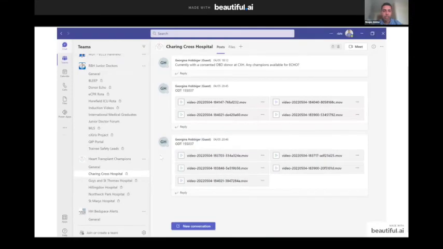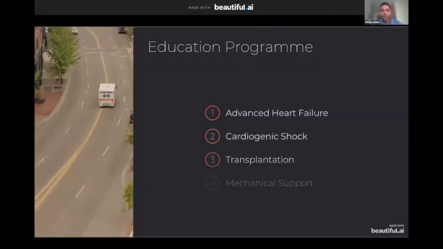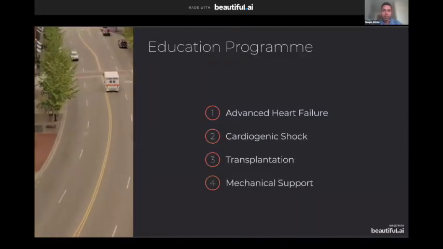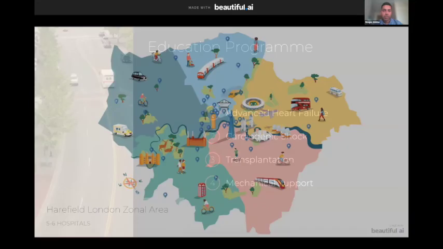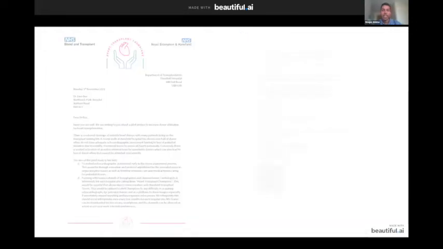This is practically what it looks like on Teams, having our donor hospitals in the same forum with all the transplant team and the specialist nurses in organ donation. Ideally, this would be a paid service, but we're trying to establish some evidence base, so it's voluntary at the moment, but we offer certification and an educational program for the donor hospitals. We're predominantly just trialing this in London. Harefield is the heart transplant centre for London, and we're predominantly trialing it in the Northwest London area, but we're hoping to expand it.